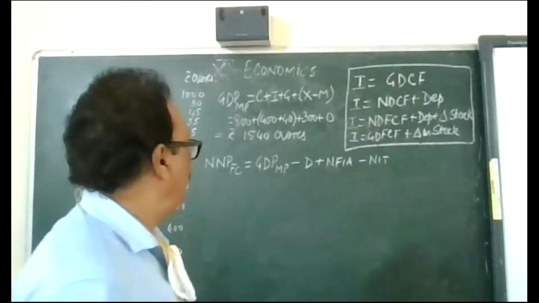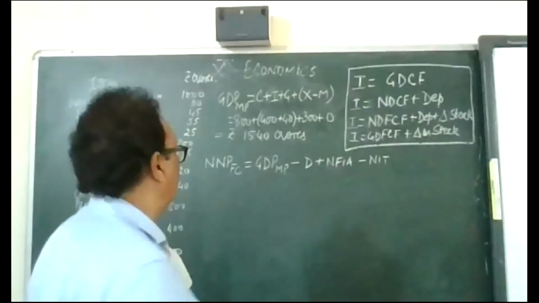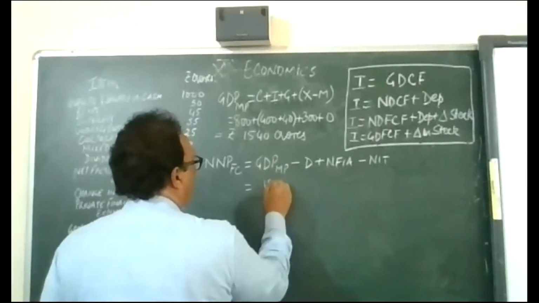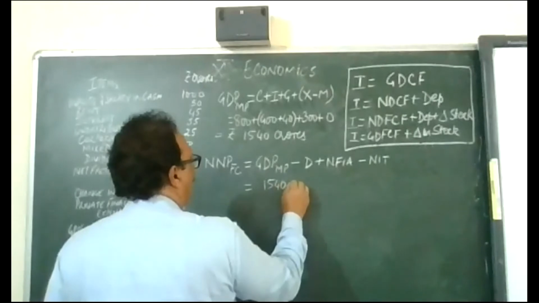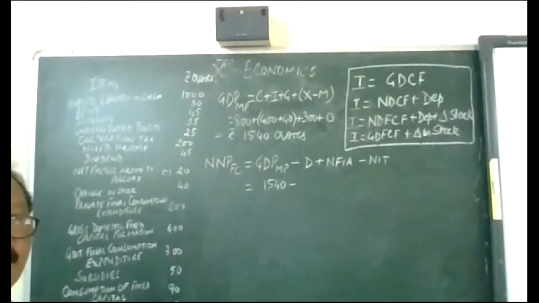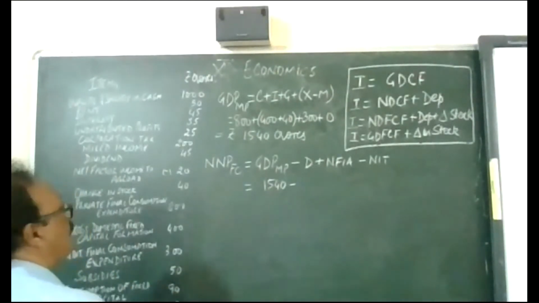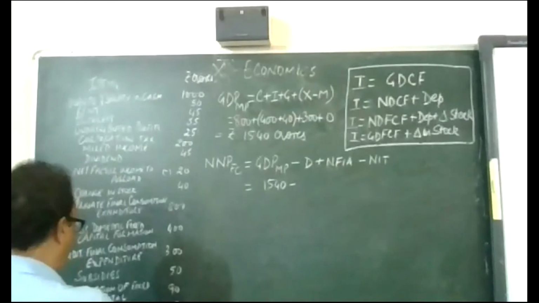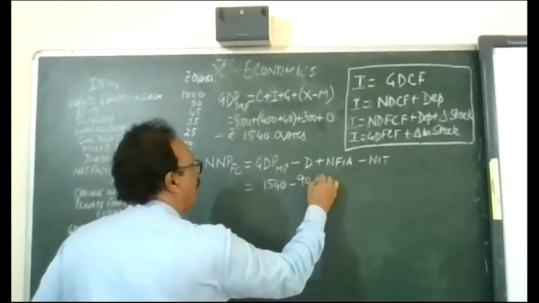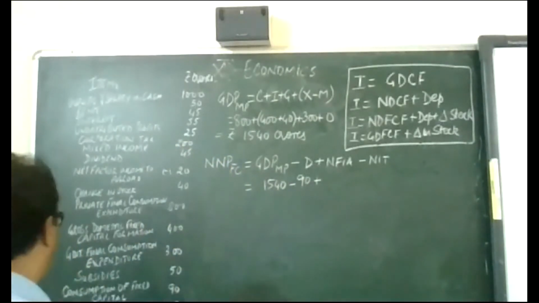So the formula when we are calculating the national income using GDP market price. GDP market price we calculated 1540 minus depreciation. What is another word for depreciation? Consumption of fixed capital. Another word for depreciation. Question is given 90 plus net factor income from abroad.